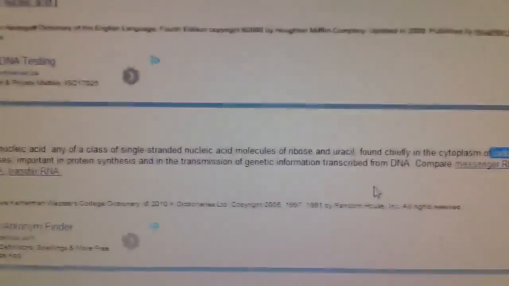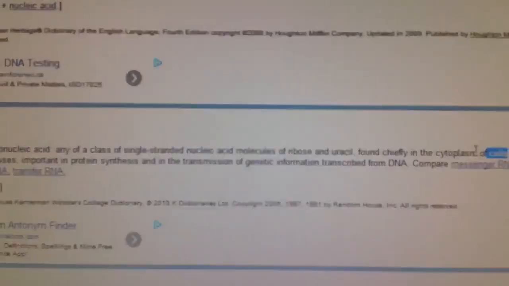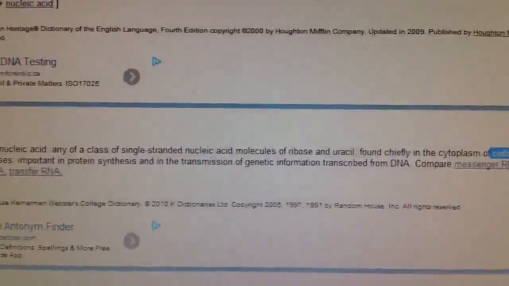Recall that when we went to the Blue Letter Bible and we Googled or used the tool in order to define the word rib, we came up with the same word cell. Okay, so let me go ahead and continue on defining RNA, ribonucleic acid, of cells and in certain viruses, important in protein synthesis and in the transmission of genetic information transcribed from DNA.